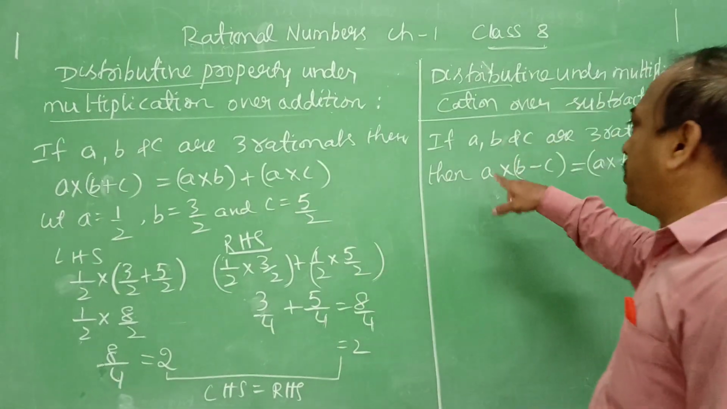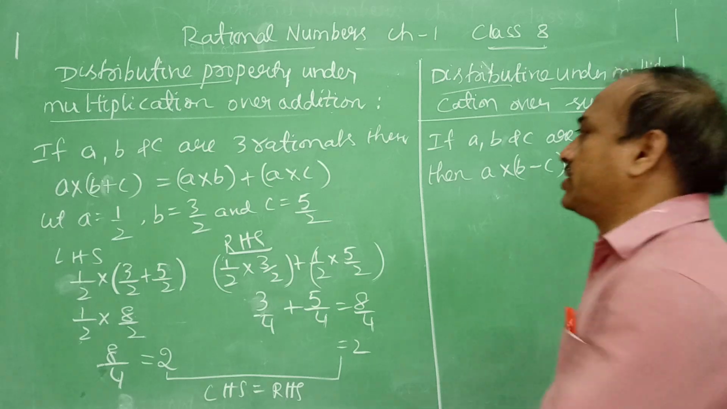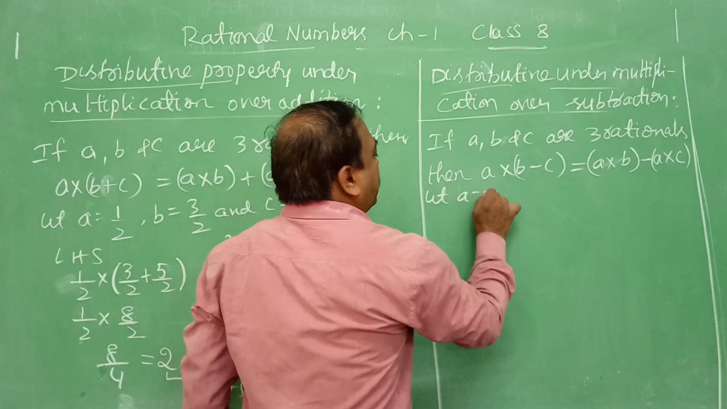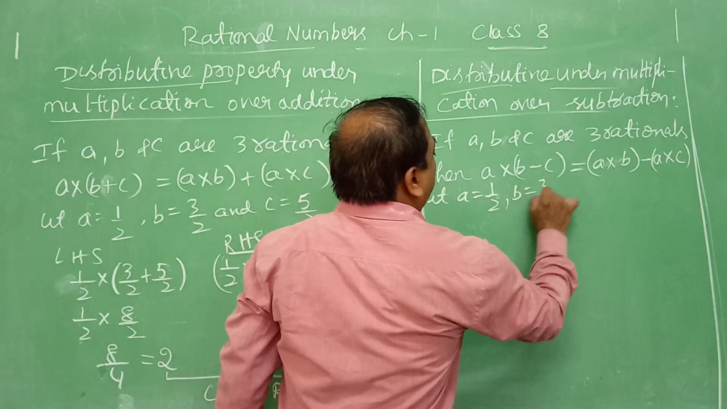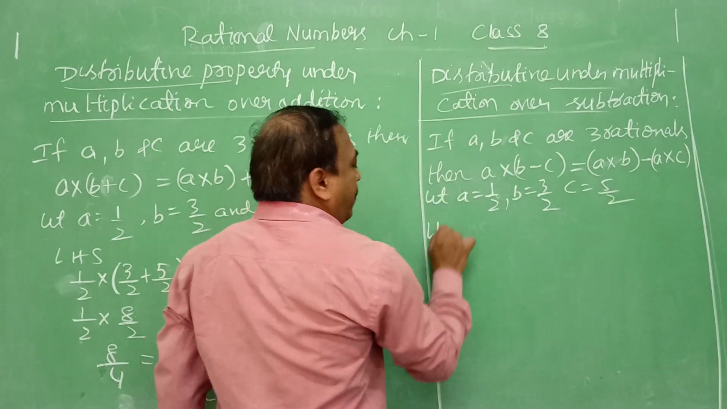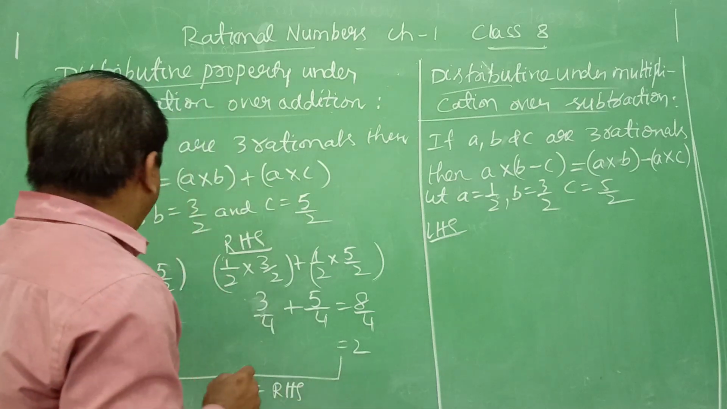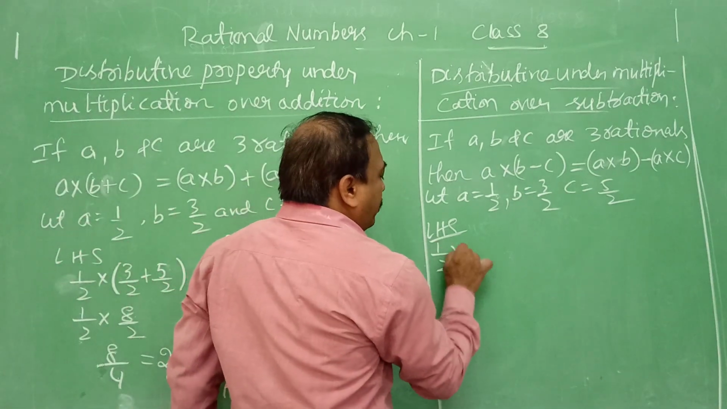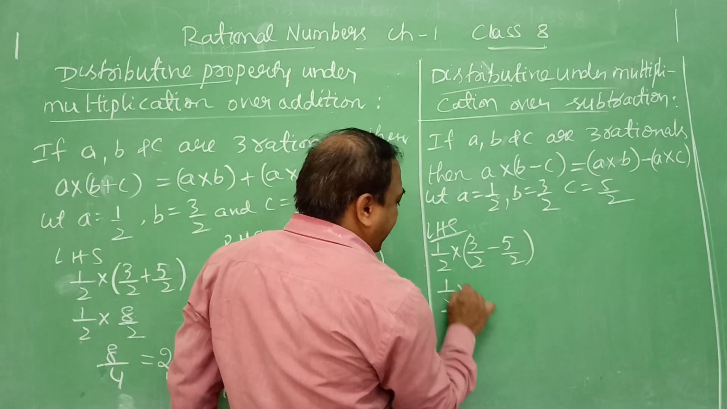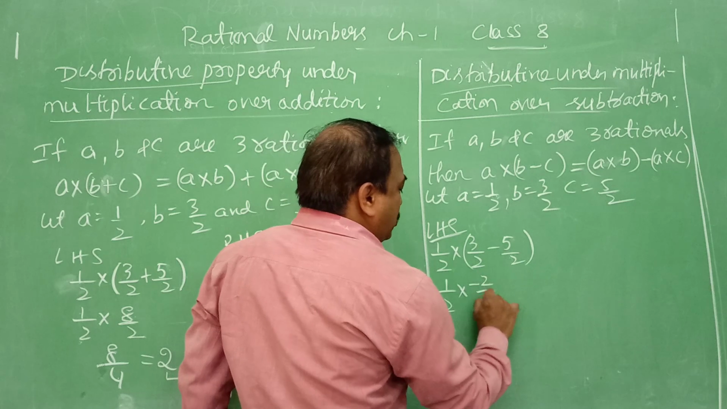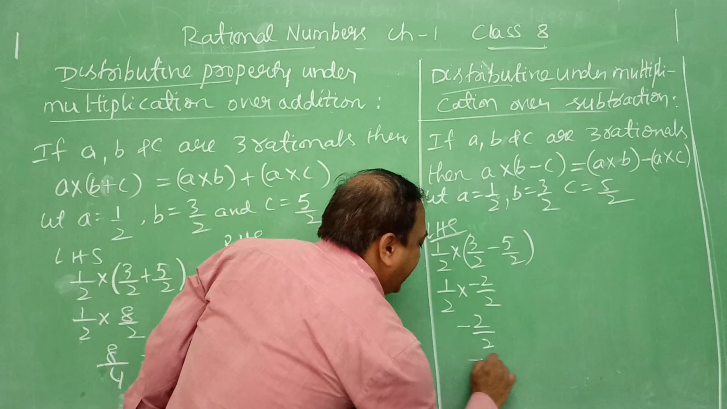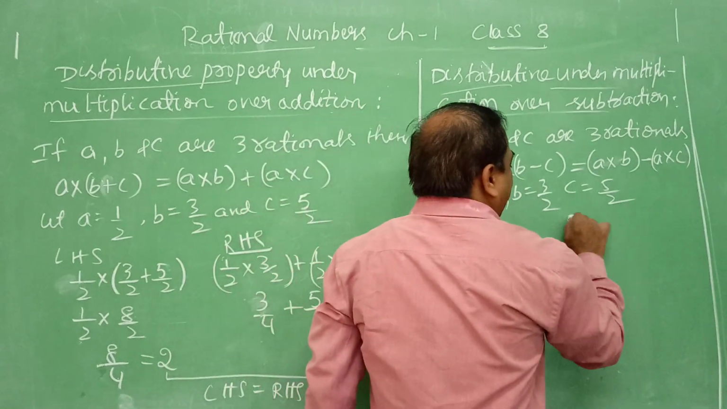In a similar way, the distributive property under multiplication over subtraction. Look at this. Let the same example, A is equal to 1 by 2, B is equal to 3 by 2, C is equal to 5 by 2. First, if you simplify the LHS part, 1 by 2 into 3 by 2 minus 5 by 2. So 1 by 2 into 3 minus 5 is minus 2 by 2. 1 into minus 2, minus 2 by 2, which will give you minus 1. Now go for the RHS part.